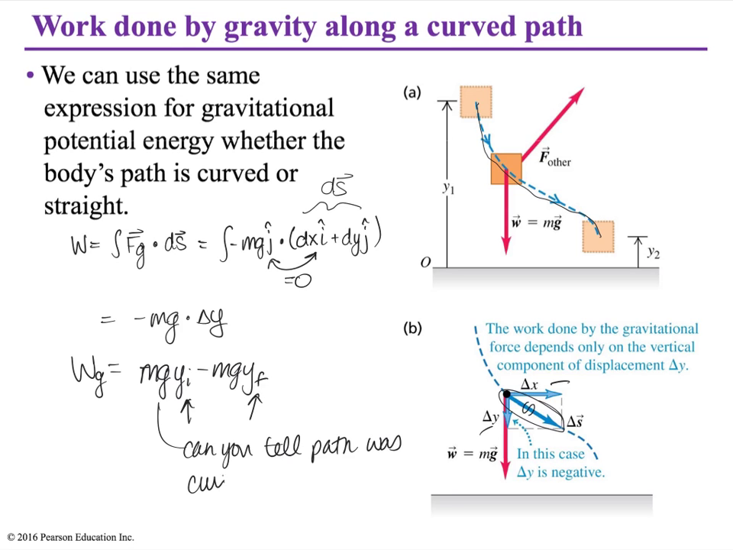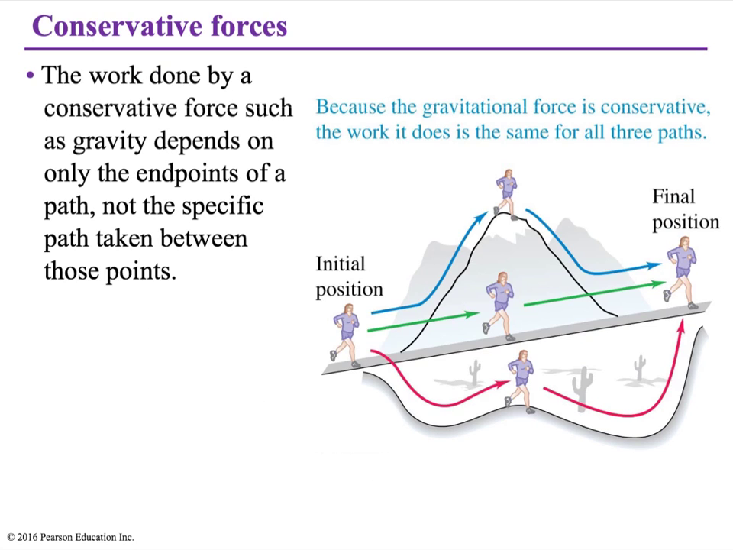So can you tell that the path was curved from this? No. You only know where you ended and where you began. And that's one of the characteristics of a conservative force, because the work done only depends on the endpoint. What we're really saying here is, for instance, if the gravity was doing work as the person went from this initial point to final point, you don't know if she climbed a mountain in between, if she took a straight path, or if she went through the desert valley. It doesn't matter, because it's only going to depend on where she began and where she ended. That's the characteristic of a conservative force.